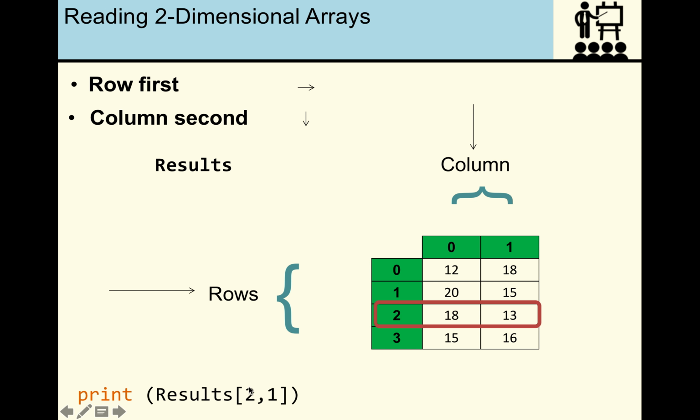So 2 refers to 0, 1, 2. That's my row first. And then 1. So I'm going to go 0 and 1. So I read my row first. I then read my column.